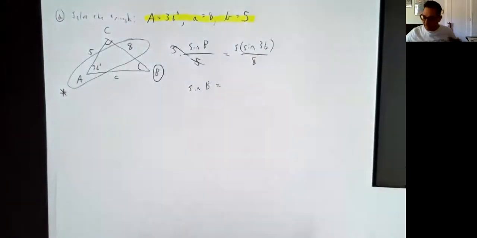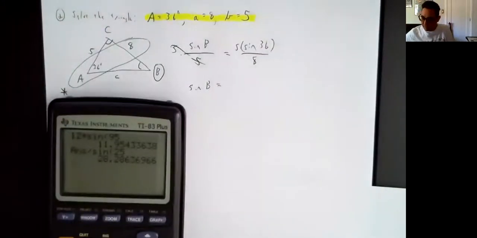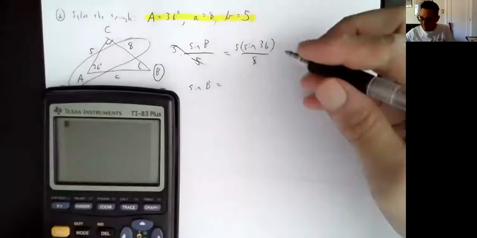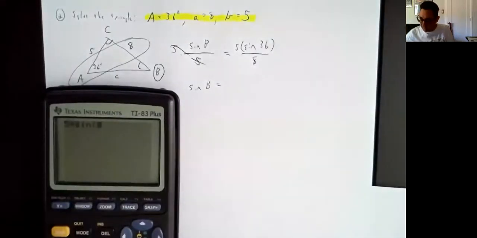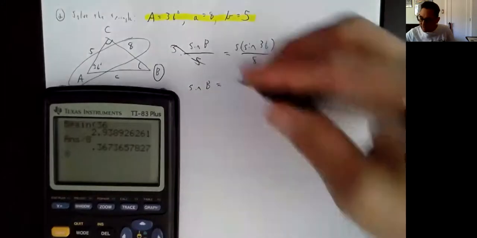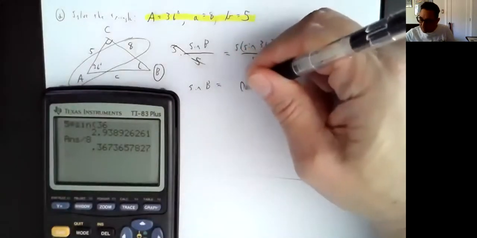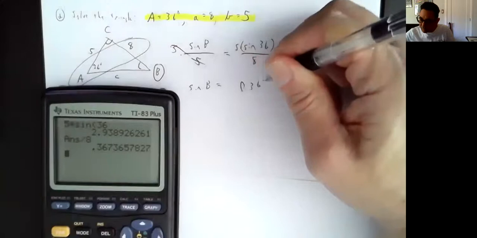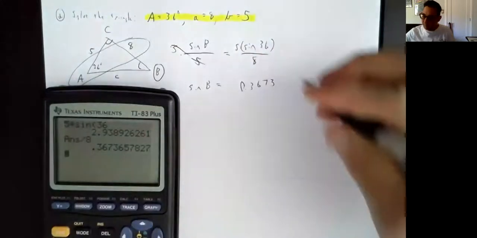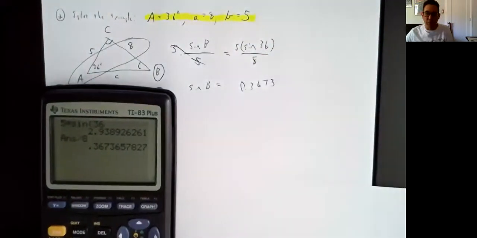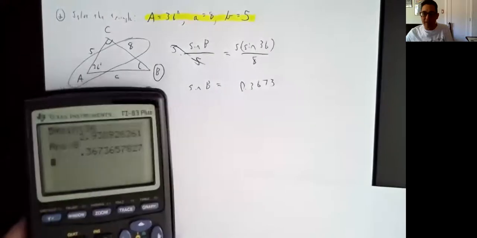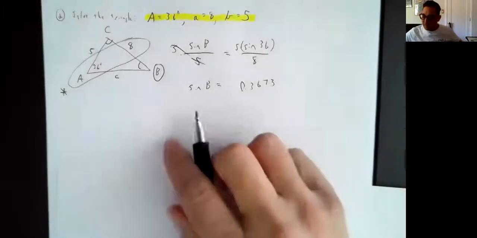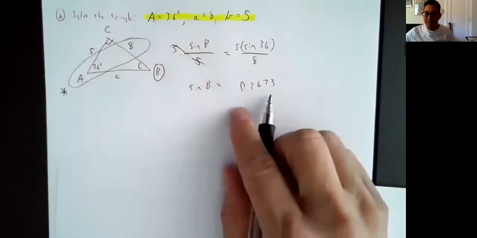And so now I get to use my calculator. So that's 5 times sine of 36 divided by 8. And I get the decimal 0.3673. It goes on forever, but I'll just round to 4 decimals, because now I'm not rounding to just 1, because that's actually not my final answer. The sine of B equals that. This is not the angle.